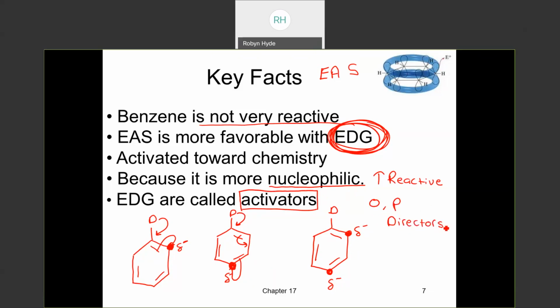Because notice how in evaluating where we have the most dipole negative character, it is ortho to the donating group, and then it is para to the donating group. Okay, so activators are ortho-para directors. Okay, so let's do some practice.